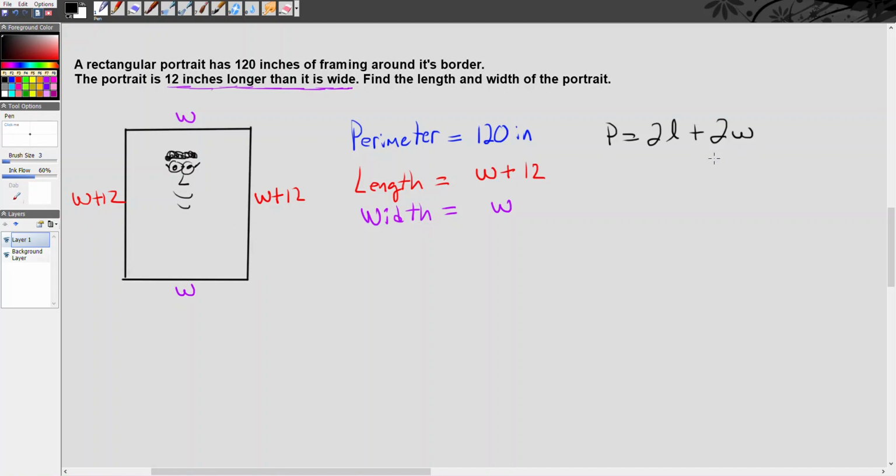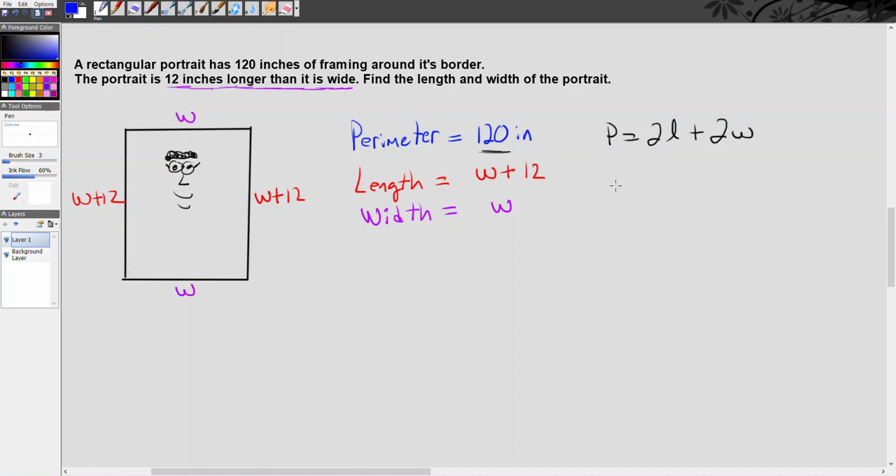So if we use that, we're going to go ahead and use that for this equation. We have everything we need. We know how to find the perimeter, and we know what the perimeter is already. It's right here, it's 120. So let's go ahead and take a look at this. So we have the perimeter is 2L plus 2W.